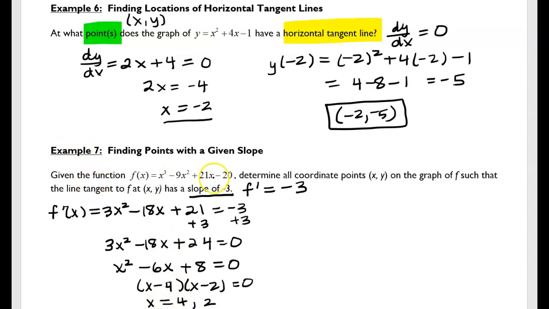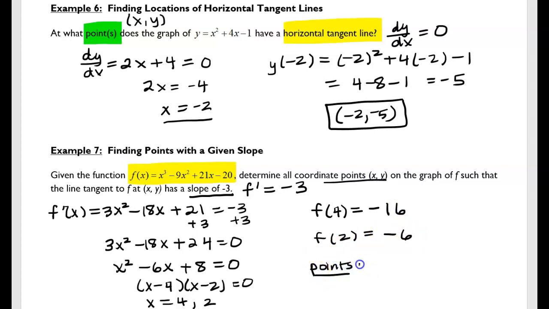Now remember though that it did ask me for coordinate points, and so I need to find my y values. So I'm going to need to find f of 4 and f of 2. So I'm just plugging those back into this original equation, f of x. You can use your calculator to help you here. f of 4 is negative 16, and f of 2 is negative 6. So my points for my answer are (4, -16) and (2, -6).